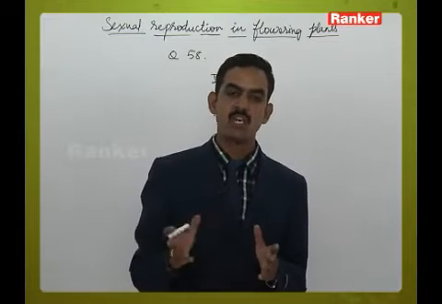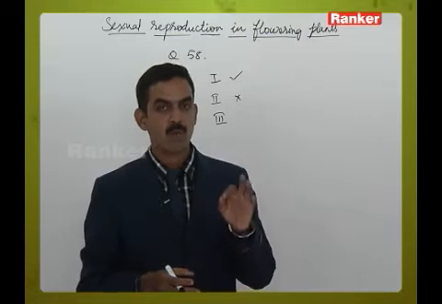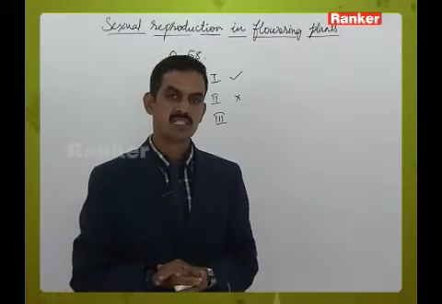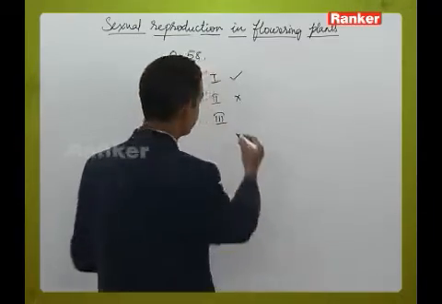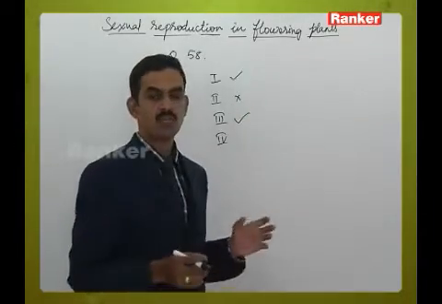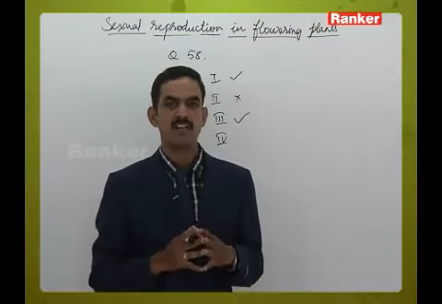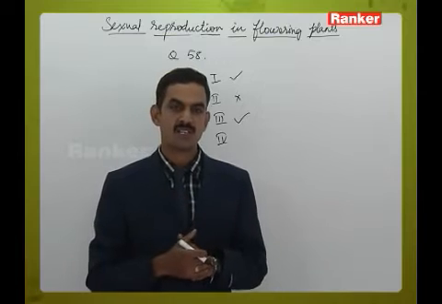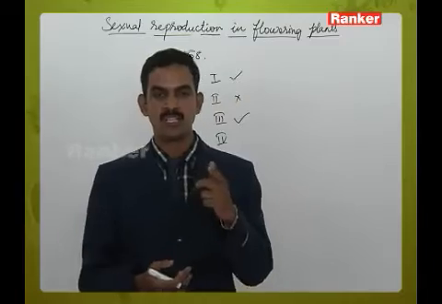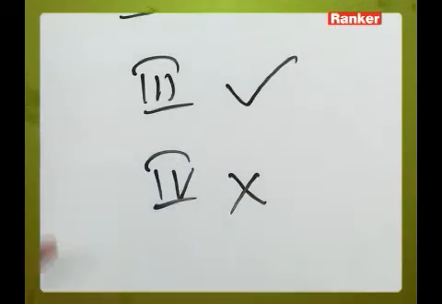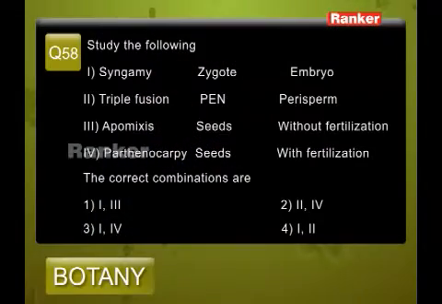Apomixis, seeds without fertilization. Apomixis is a method of asexual reproduction where the diploid egg cell is converted into seeds. That means the seeds are formed without fertilization. So that is correct. Fourth one, parthenocarpy, seeds with fertilization. Parthenocarpy is a method where fruits are formed without fertilization, and seeds are absent inside them. So in the given option, that is incorrect. So from this, 1 and 3 are correct options. So for question number 58, the correct answer is 1.